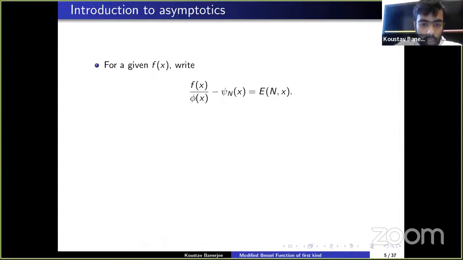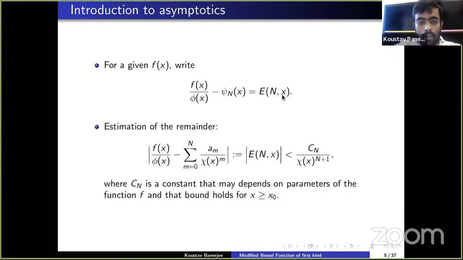So why do we need this kind of full asymptotic expansion? For a given f(x), if I write f(x) divided by phi(x) minus psi_n(x), where psi(x) was the sum over m from 0 to infinity of a_m divided by chi(x) to the power m, if I truncate at n, then the difference is my error term from the truncation point of n plus 1, which I denote by E_n(x).